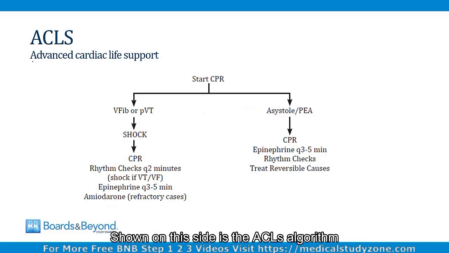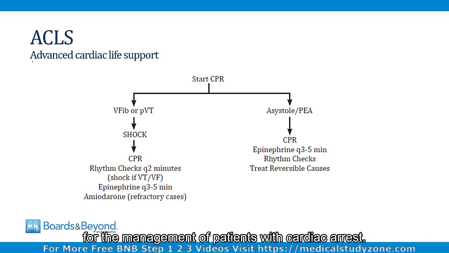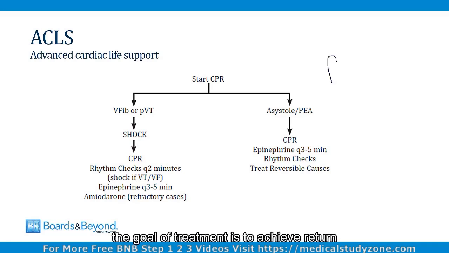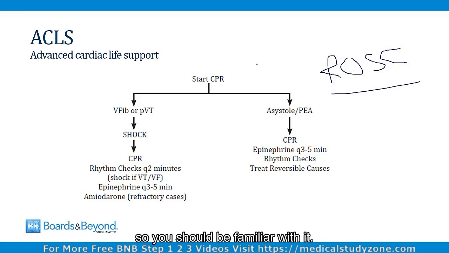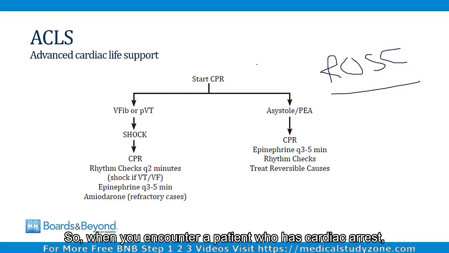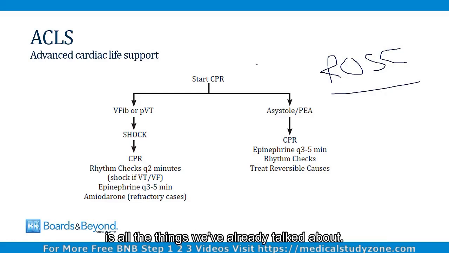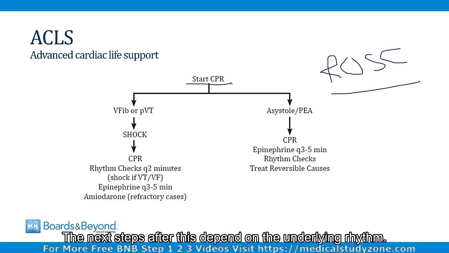Shown on this slide is the ACLS algorithm for the management of patients with cardiac arrest. When you're treating a patient with cardiac arrest, the goal of treatment is to achieve return of spontaneous circulation, or ROSC. And you'll hear this term used clinically, so you should be familiar with it. So when you encounter a patient who has cardiac arrest, the first thing you want to do is all the things we've already talked about. You want to call for help, you want to place the patient on a monitor, and you want to begin CPR.